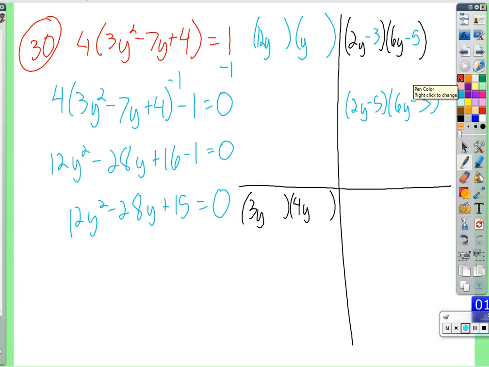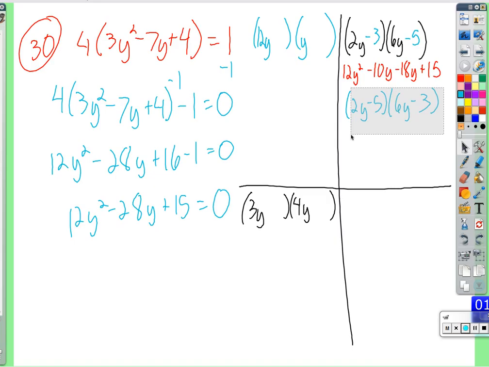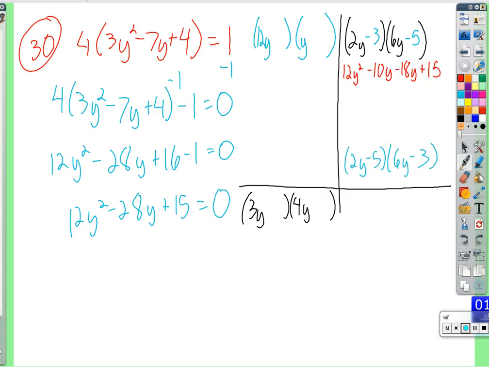Maybe Derek can save us a bunch of work. Probably. All right, 2 times 6 is 12y squared. 2 times negative 5 is negative 10y. Then we get negative 18y, and then we get plus 15. Looks like we're lucky right off the bat. We get 12y squared minus 28y plus 15. So there is the factorization that works.